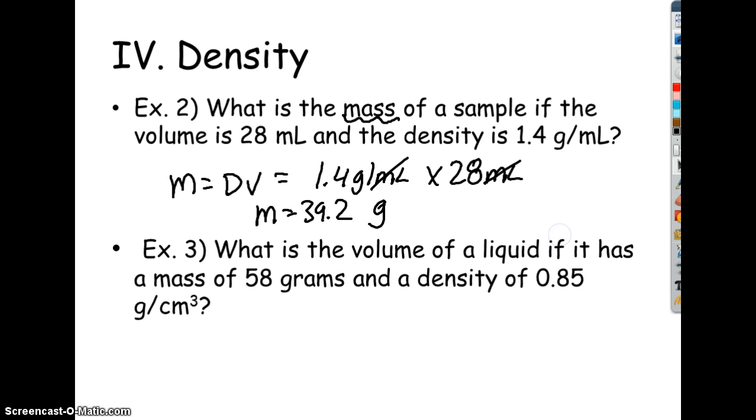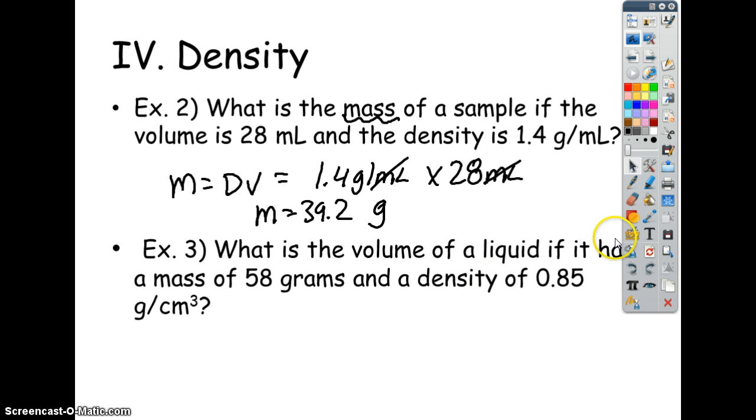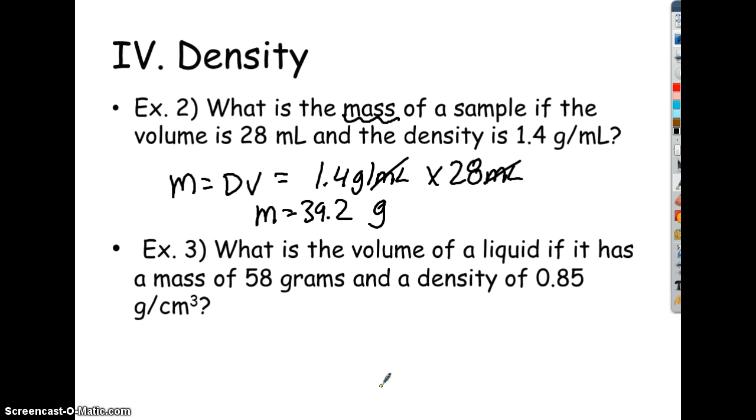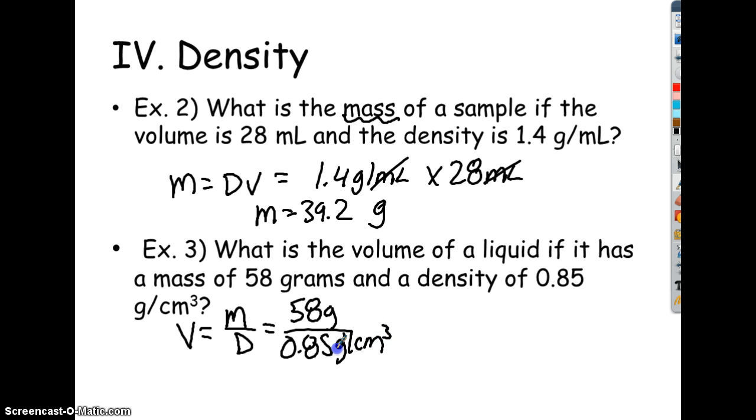I do have one last example. You should pause it, try it, and then see if you're correct. What is the volume if a liquid has a mass of 58 grams and a density of 0.85 grams per centimeters cubed? So this time we're looking for volume. Volume is mass over density. Remember, I will not give you that equation on your test. We've got 58 grams over 0.85 grams per centimeters cubed. This time our grams cancel out, and our answer, if you take 58 divided by 0.85, is 68.2 centimeters cubed.